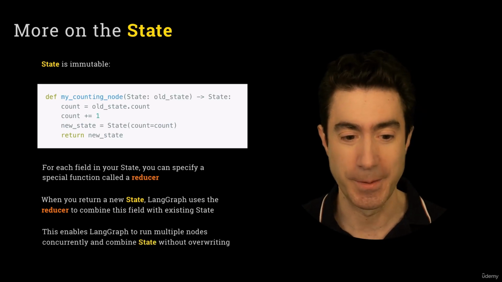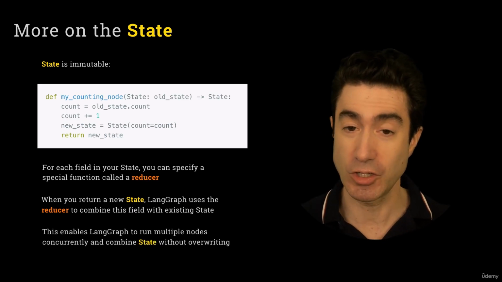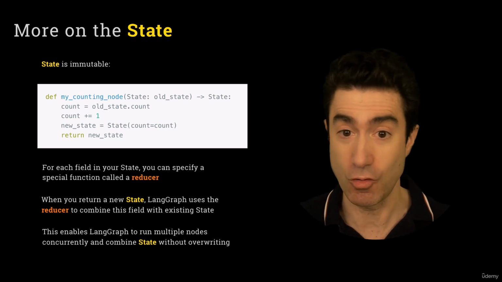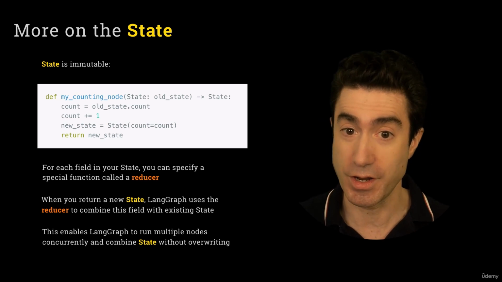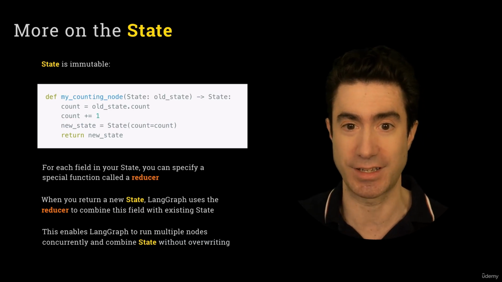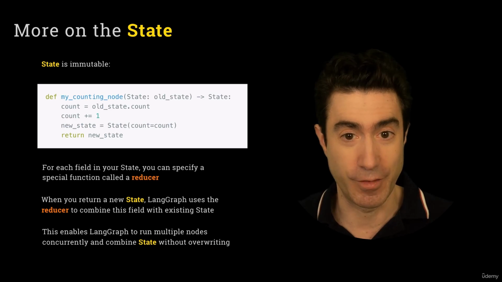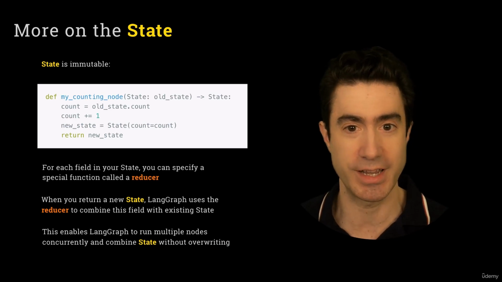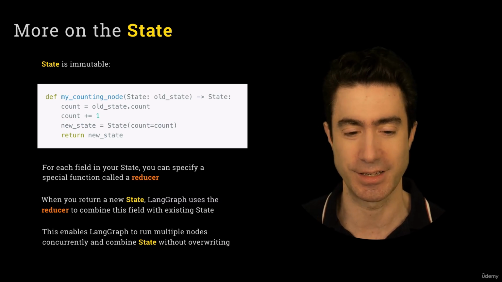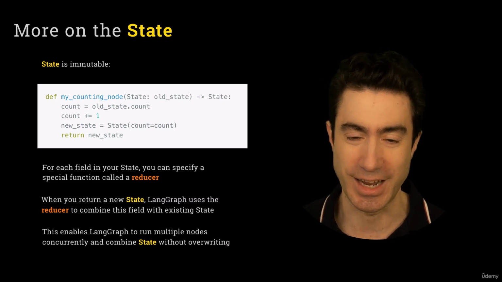Well, here's why. Because this means that LangGraph can run multiple nodes at the same time. They can all be running and they're all returning state, and there's no risk that one node runs and it overwrites the progress that a different node made at the same time. For any field that has a reducer like this, it will always be able to work. They'll be able to combine different states behind the scenes. And that's the clever trick that allows that to be so.